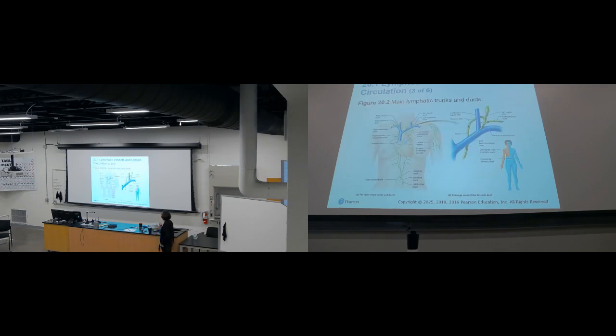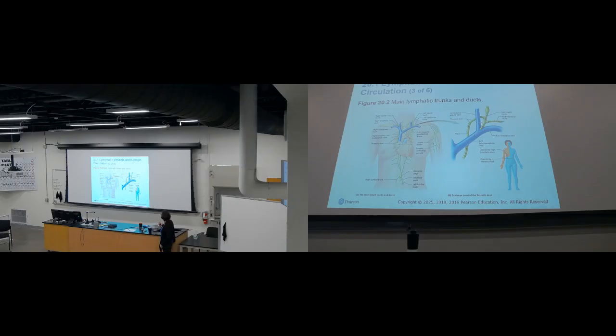So here is the view of the main lymphatic trunks and ducts. Here we have the left lumbar, and then here we have the right lumbar trunks. Together, these two with the intestinal trunk here in the middle drain into the cisterna chyli. And then the cisterna chyli continues above as the thoracic duct. The thoracic duct is going to drain here, in the left subclavian, at the region where the left internal jugular vein connects with the left subclavian.